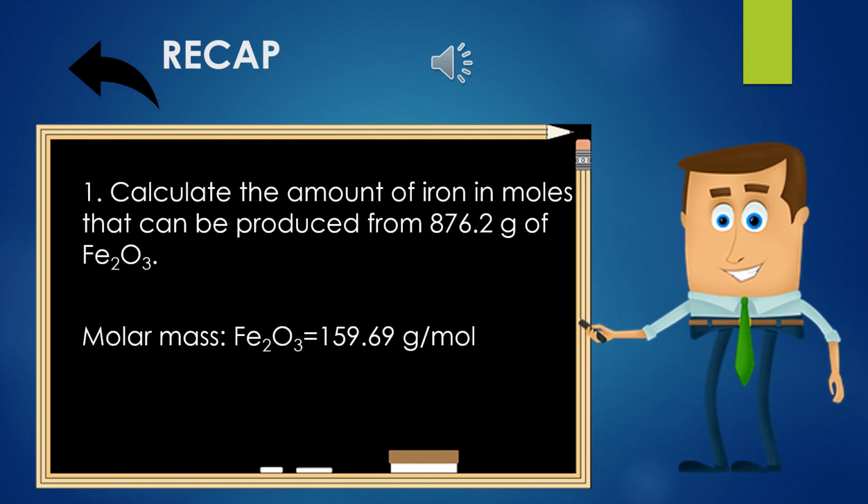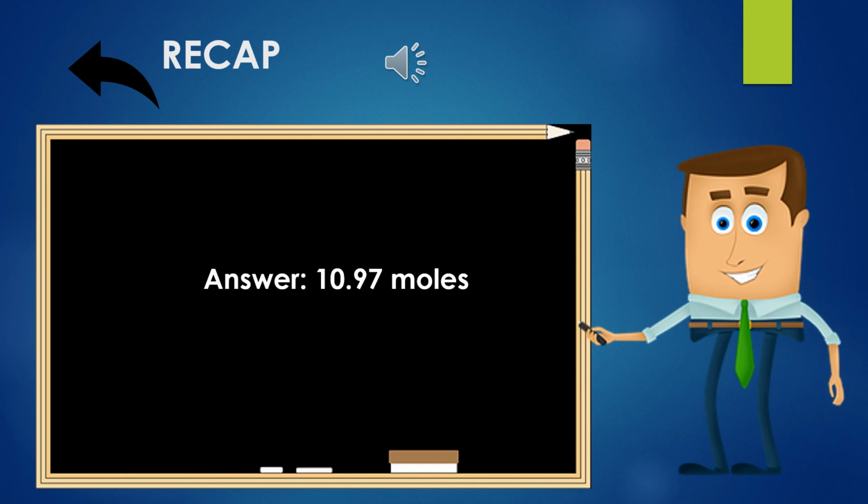Calculate the amount of iron in moles that can be produced from 876.2 grams of iron oxide. Molar mass for iron oxide equals 159.69 grams per mole. The answer is 10.97 moles.